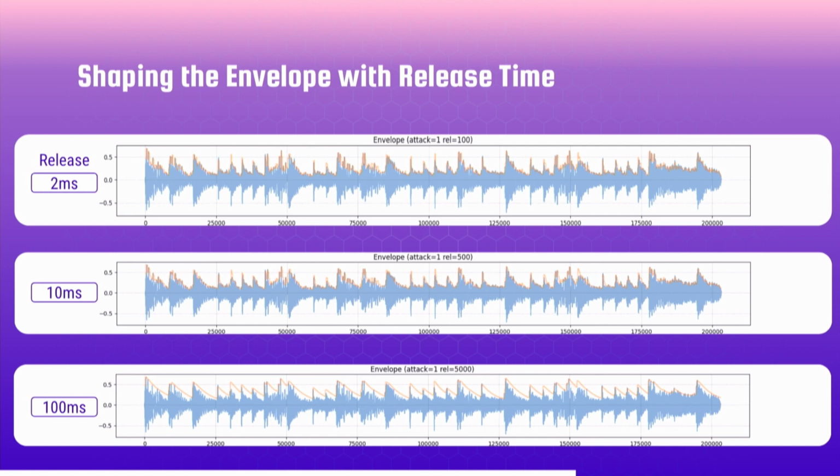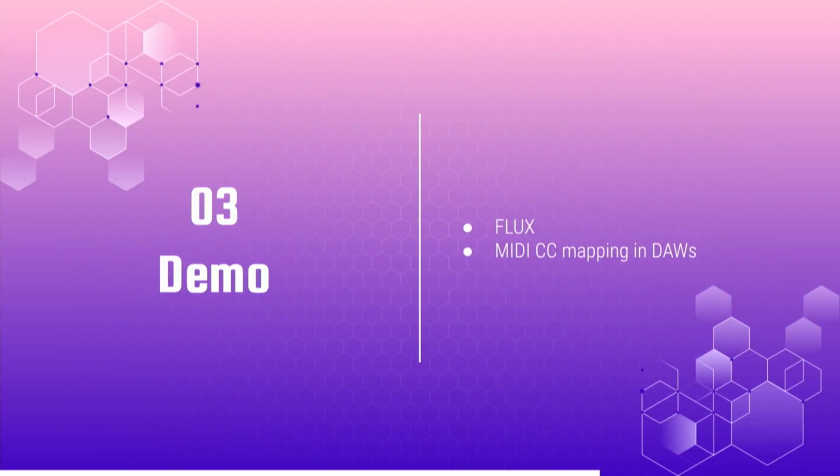This is a simple visualization of how, as you increase the release, you can shape the envelope. And we see as we go up to 100 milliseconds of release value, we have a nice signal resembling a sawtooth, kind of synced to the amplitude of our signal. We would like to present the plugin that we are working on that we call Flux, and hopefully we will play that.